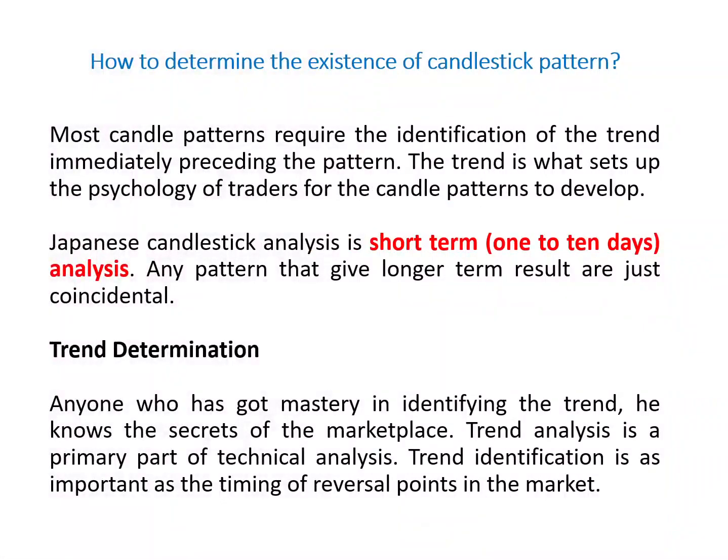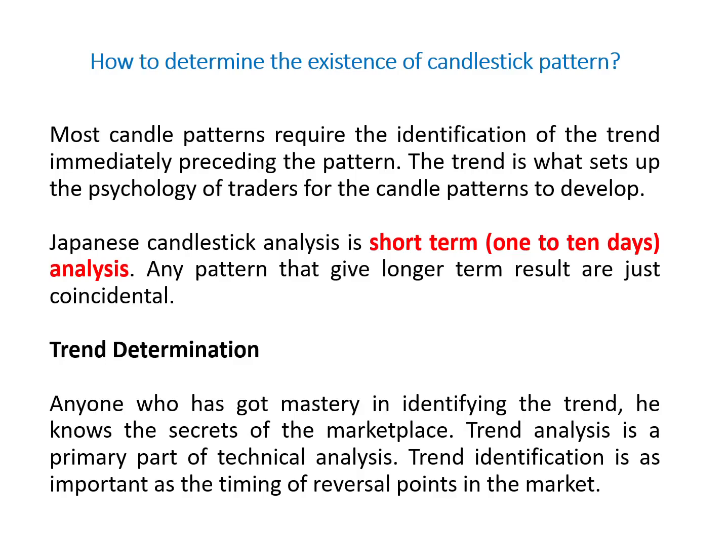Now, how to determine the existence of a candlestick pattern? What is the way to find out a candlestick pattern? Most candle patterns require the identification of the trend immediately preceding the pattern. So before you identify the pattern, you should know the existing trend. So that is very important. That's why we have seen the trend first. It is called trend is your friend. The trend is what sets up the psychology of traders for the candle patterns to develop. So why this pattern happens is basically because of the psychology of the traders.